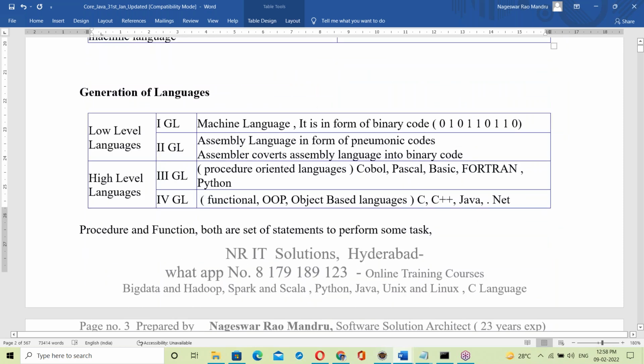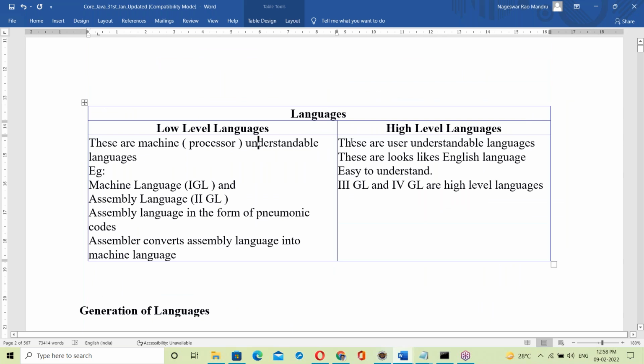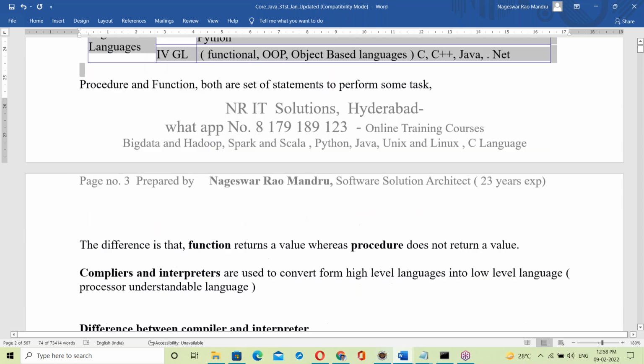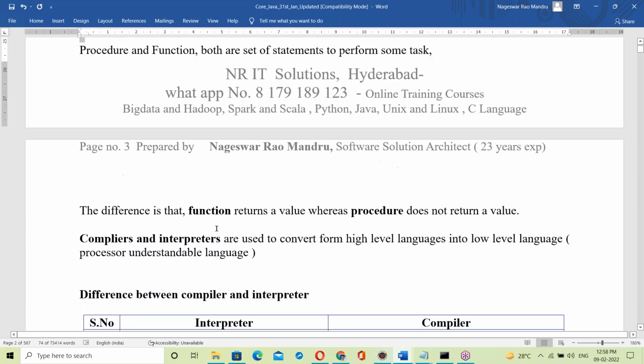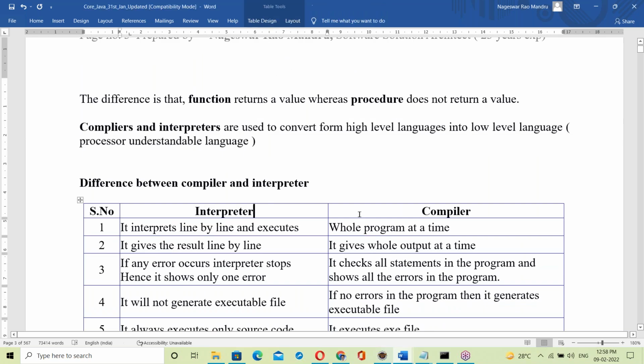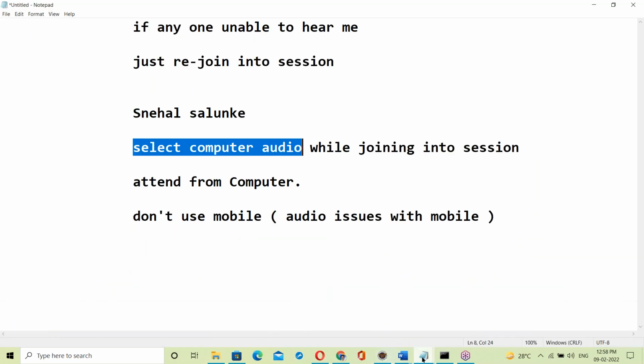See, low level language, high level language. Generation of language we'll discuss next. Compilers and interpreters are used to convert from high level language to binary codes. Interpreter, compiler. Just a minute, let me add some notes to your documents.